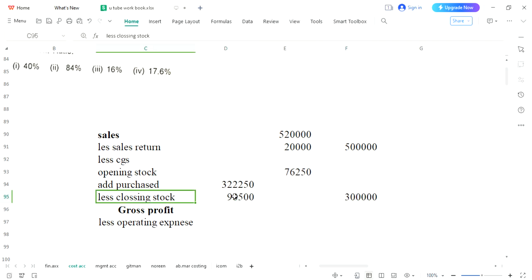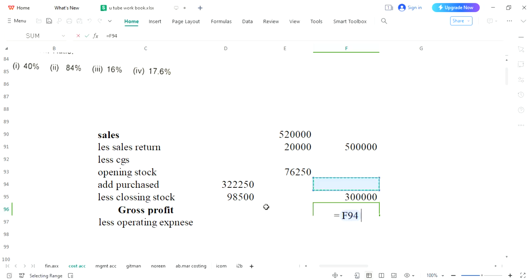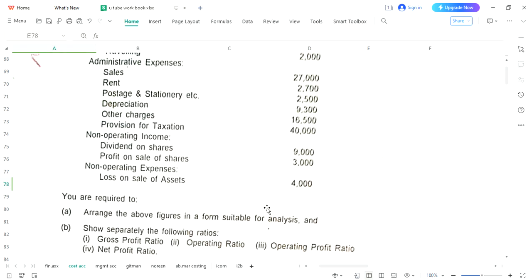This way our CGS has been calculated, and at this stage we are now open to calculate our gross profit. How? When you subtract your CGS from sales. So your sales 5 lakh and 3 lakh CGS, we have got our gross profit. First calculation is completed. Now we can go to our formulas.